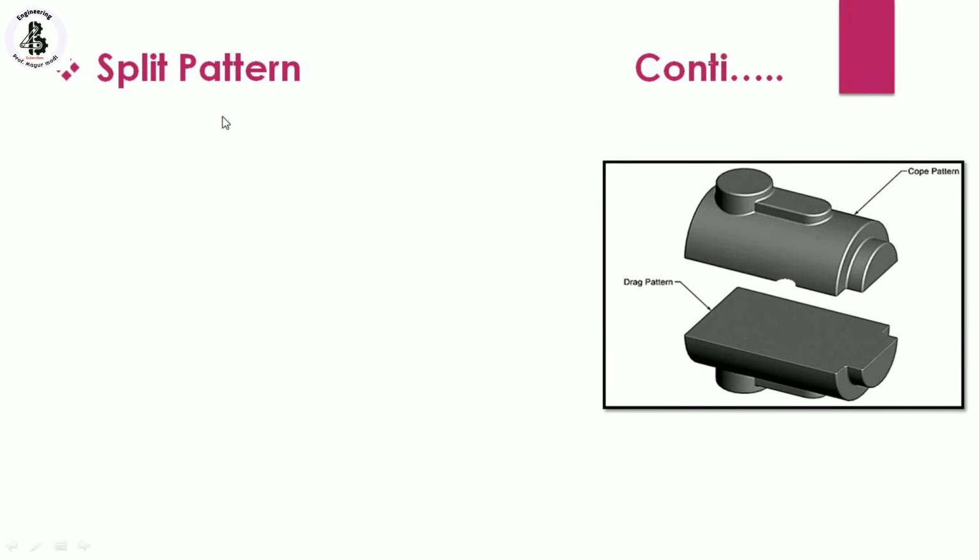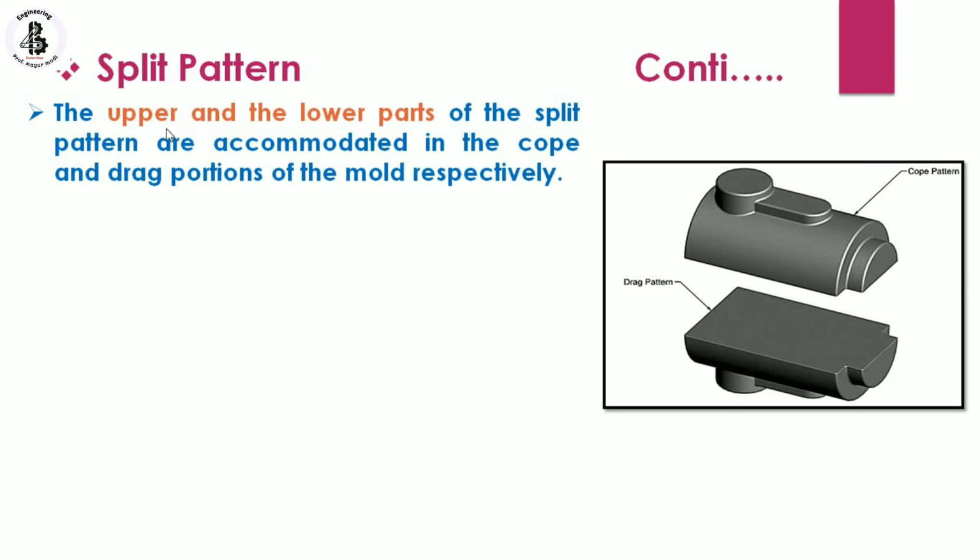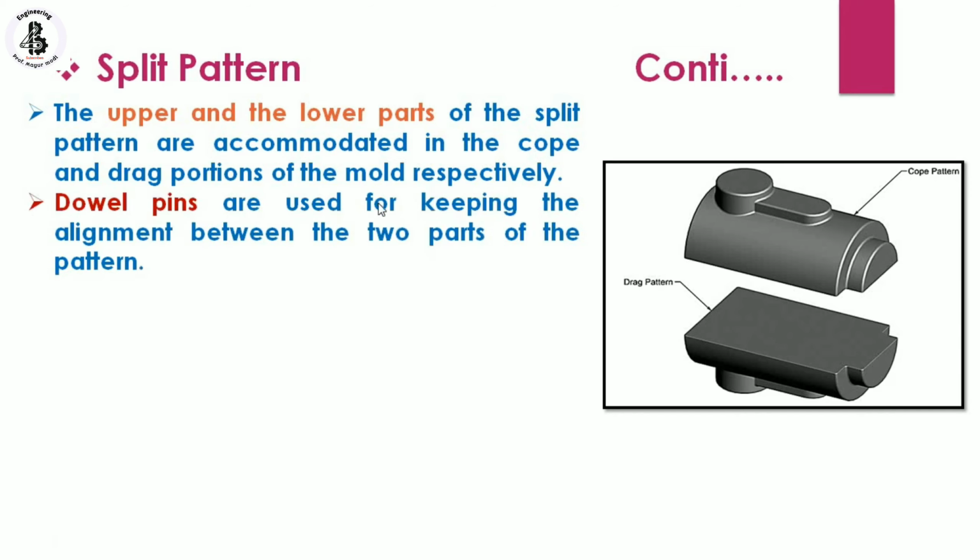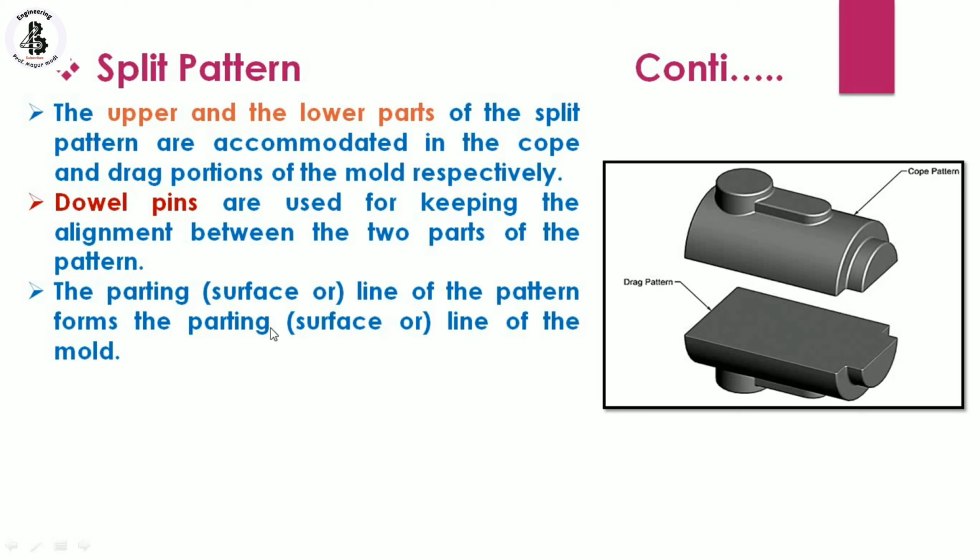So that will be all for a split pattern. Then the third one, for the split patterns. So this is a cope pattern, drag pattern. The upper and the lower parts of the split patterns are accommodated into the cope and drag portions of the mold respectively. The dowel pins are used for keeping the alignment between the two parts, because alignment is the essential part for meeting the dimensional requirements. The parting lines of the patterns form the parting lines in the mold.